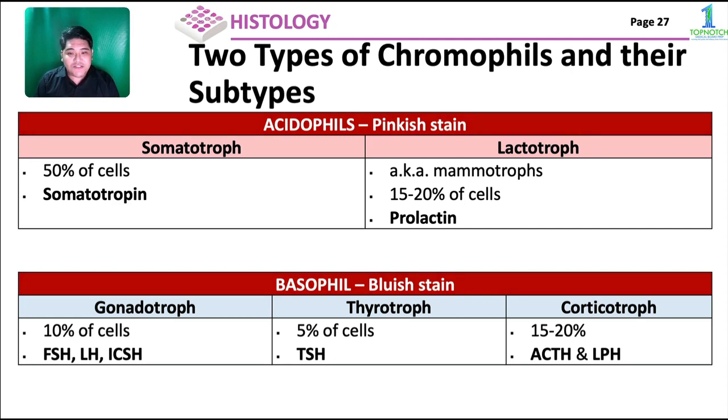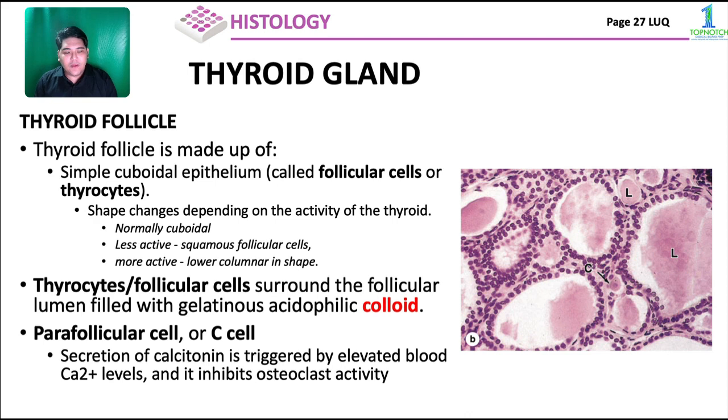And your LPH is your lipotropin, while your ACTH is your adrenal corticotropin. Now let's move on to your thyroid gland. Your thyroid gland has your thyroid follicle. Your thyroid follicle is made up of your simple cuboidal epithelium. They are called your follicular cells or your thyrocytes.